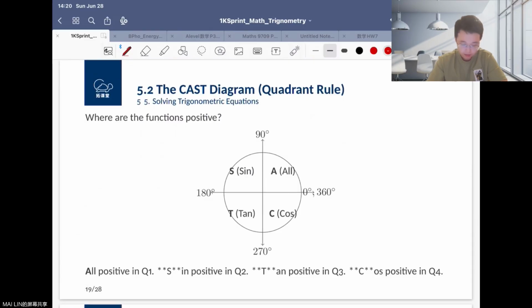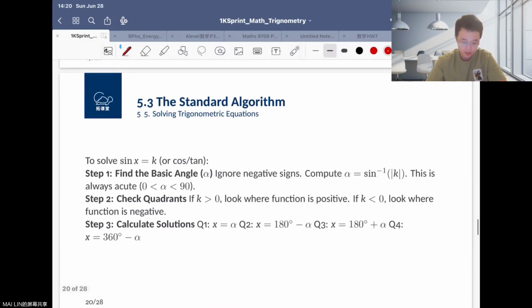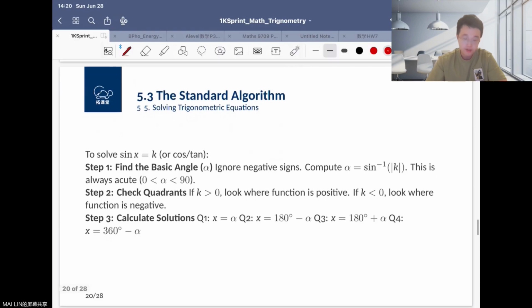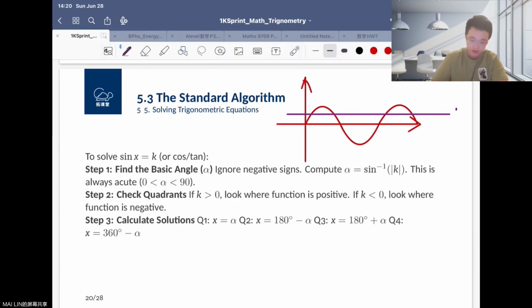Let's move to another diagram. Here you can see the sine function, tangent function, and cosine function. We can use the graph to find which functions have positive values. It's very helpful for solving trigonometric equations. For example, when solving sin x equals k, every time remember to first draw the graph of the sine function, and then draw a horizontal line for k.